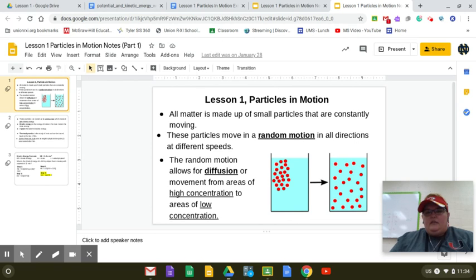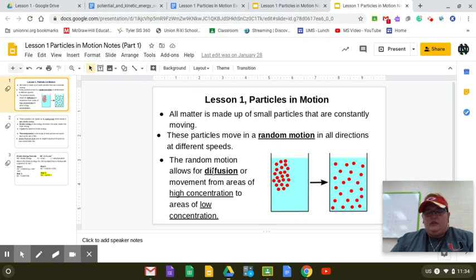Now, those particles move about, as it says, in random motion in all directions at different speeds. How they move really depends on a couple different facts. One of those, which we'll talk about in a minute, is if there's heat being added to it or not, or heat removed from it. Another is what type of object you're talking about. Is it a solid, a liquid, or gas? That also affects how those particles move. There can be other factors as well, but those are the two main ones that we're going to be focusing on.